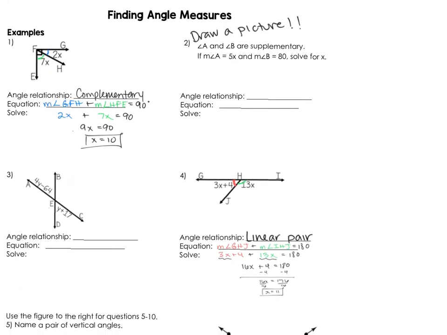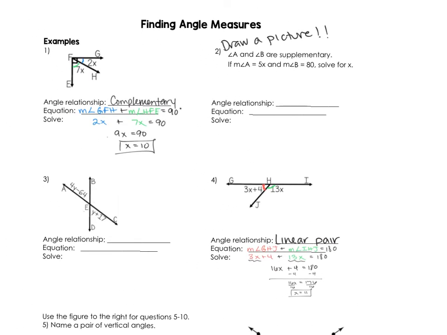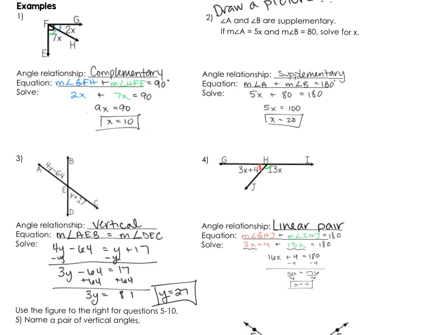So pause the video and try number 2 and number 3. For number 2, make sure you draw yourself a picture so you know what's going on. And for number 3, they already give you the picture, so you're all set. Okay, so if you didn't pause the video the first time, do it now. Pause the video, try the problems on your own. But for number 2, your angle relationship is supplementary. You should end up with x equals 20. For number 3, our angle relationship is vertical. You should end up with y equals 27.